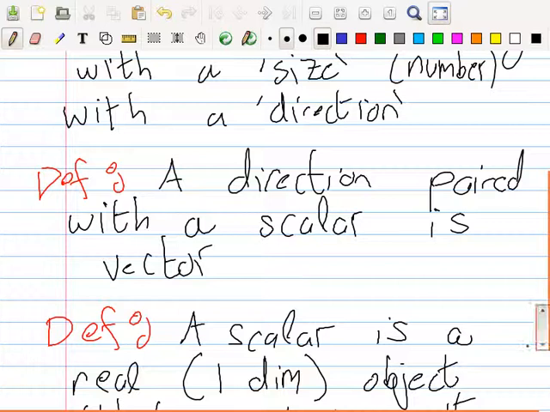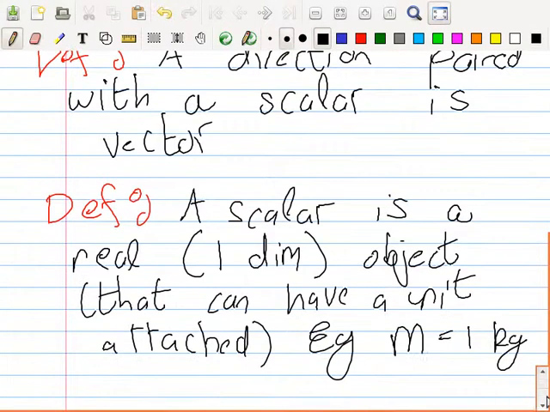Oops, sorry, it's scrolling there. There's many different words you can use. A scalar is a one-dimensional object, a one-dimensional magnitude, or just magnitude, a real number. You know, there's many choices here. The idea is it's just one dimension. Okay.